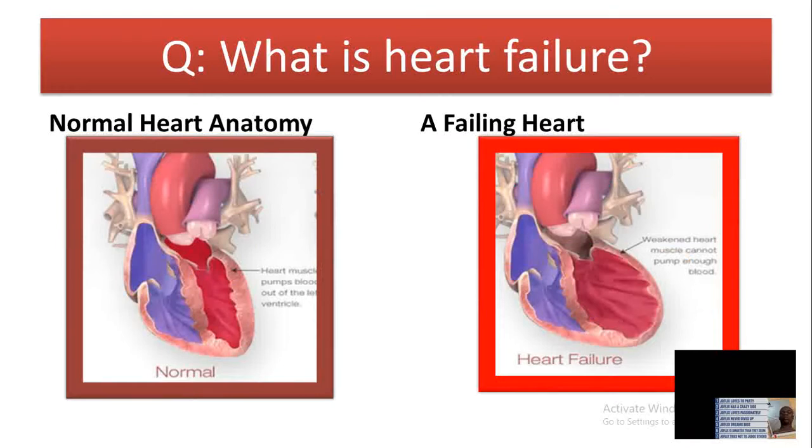In the diagrams here, you can see normal heart anatomy and failing heart anatomy. Now, a failing heart, you will learn that at this point, at the far end, we have a weakened muscle which cannot pump enough blood, while on the other side, we have a heart muscle pump which pumps blood normally.